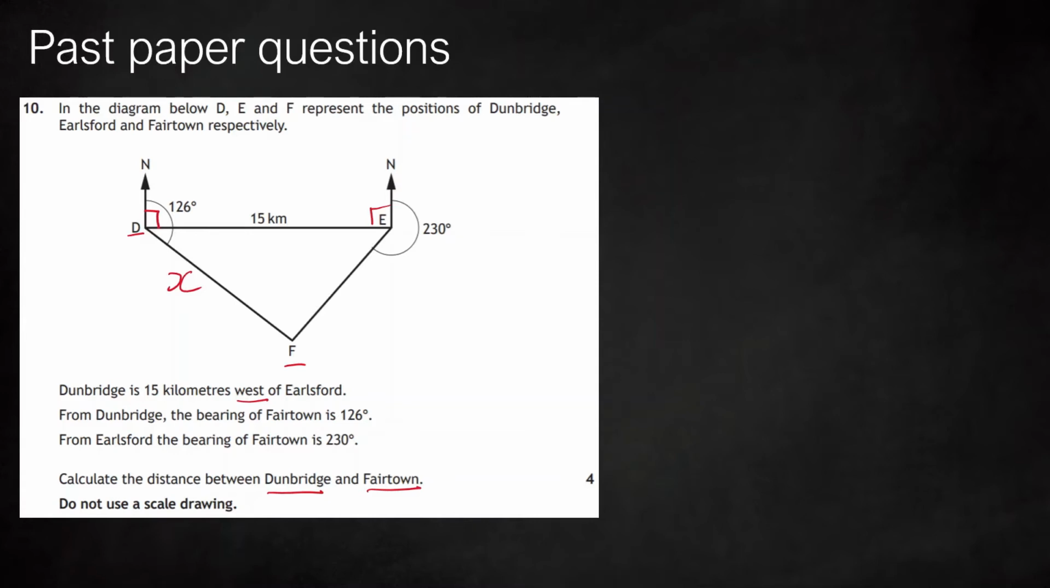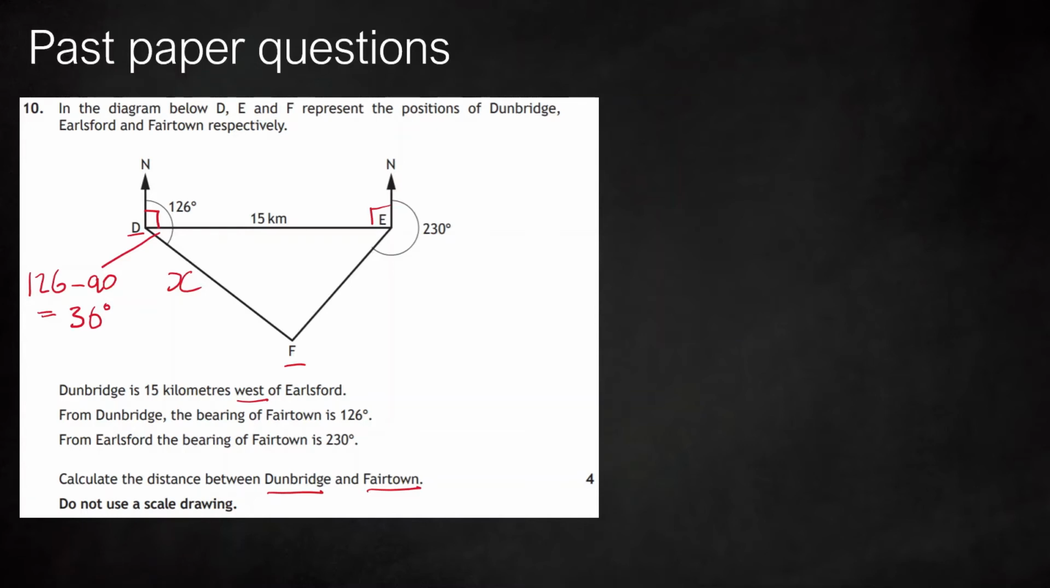Okay, so what information can we use here? Well, that means we can find the internal angle here, because if the north line all the way down to that line is 126, to find the angle inside the triangle, we can just take the 126 and take the right angle off of it, and it leaves us with the angle inside the triangle being 36 degrees.